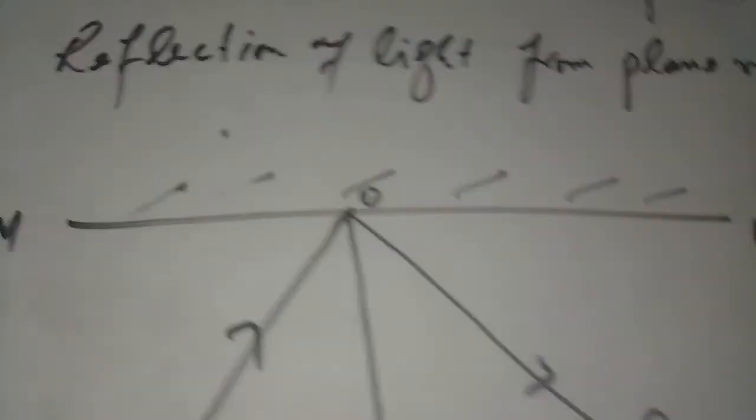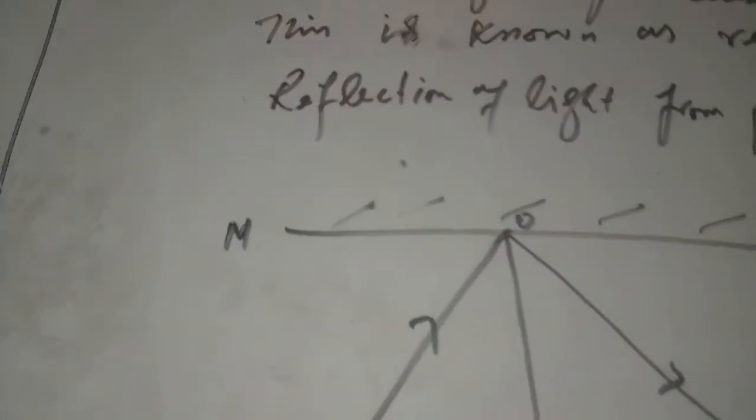This is called the incident ray. This is a plane reflecting surface. This ray is called the reflected ray. And this is called the normal at the point of incidence. NO, AO, OB. Normal at the point of incidence.